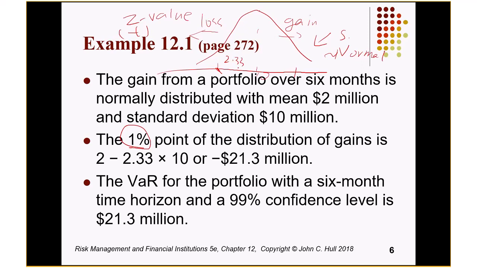How to get the number? They have a table, called a t table. You can use that table, or if you use Excel, there are some Excel functions. Basically, with a mean of 2 million and a standard deviation of 10 million, it's just mu minus the z value times the standard deviation. That is exactly what we are doing here. So the most you can lose is $21.3 million over a 6-month period.